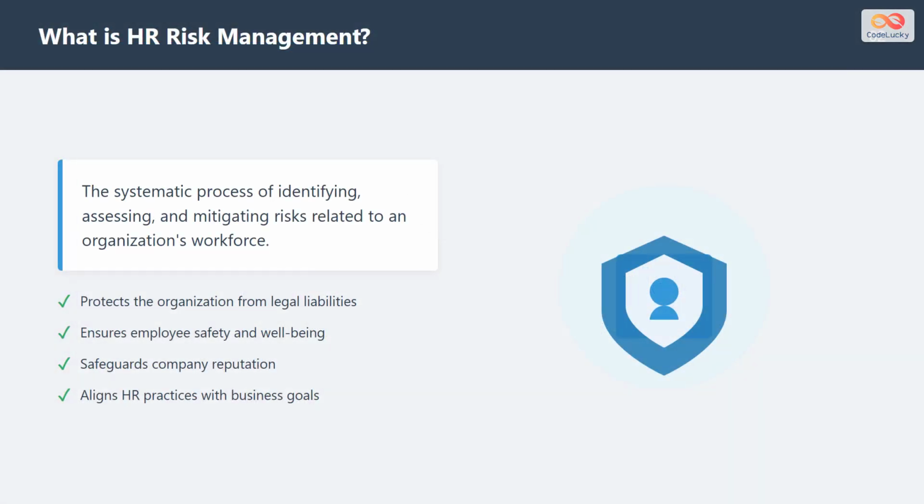So, what exactly is HR risk management? Put simply, it is the systematic process of identifying, assessing, and mitigating risks that are related to an organization's workforce. It goes beyond just hiring and firing. It involves protecting the organization from legal liabilities, ensuring employee safety, safeguarding the company's reputation, and aligning human resources practices with broader business goals.